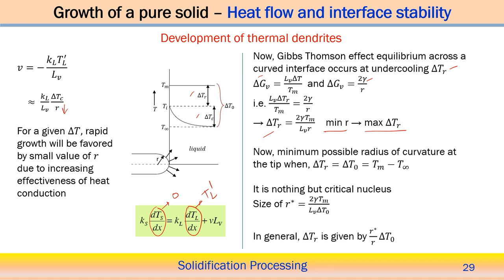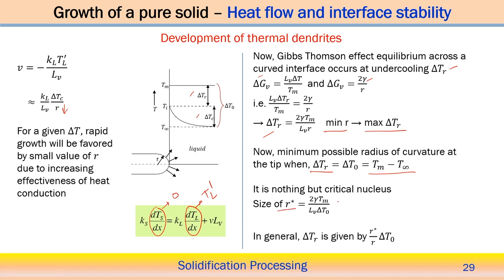Now what is the minimum possible radius of curvature at the tip? When delta Tr is at its maximum, it can go up to delta T0. That is the maximum extent it can go. Delta T0 is basically Tm minus T infinity. With this condition, the maximum possible delta Tr corresponds to the critical value of the nucleus size. So if you do that, we are actually estimating nothing but the critical nucleus size.